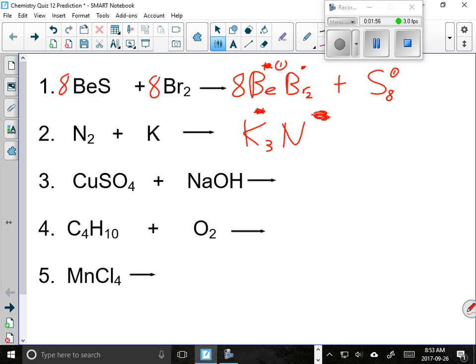If I put a 3 here, I'm just going to be starting over again because it won't affect my nitrogens over here. So I'm going to balance the nitrogens first. Now it works, and I'm going to need a 6 here to make the potassiums work. 1 mark for the balancing. Questions on number 2?